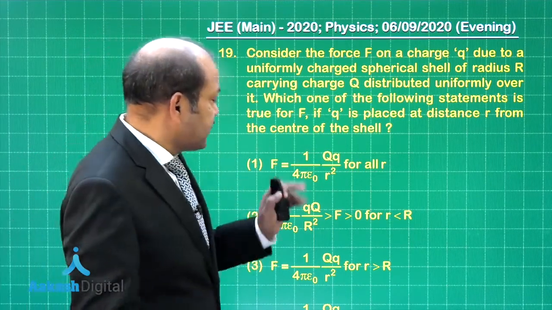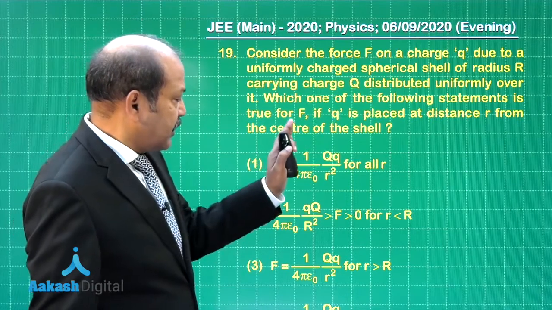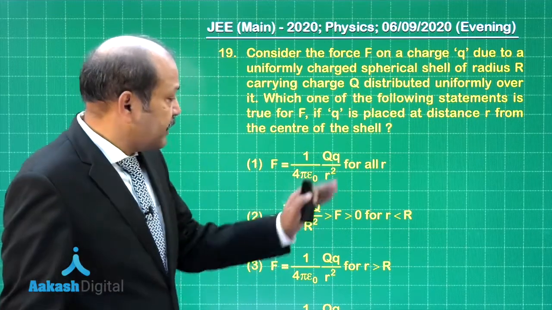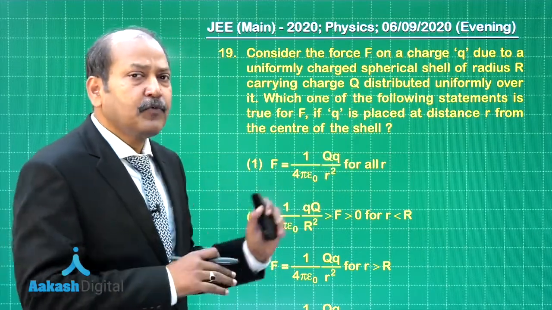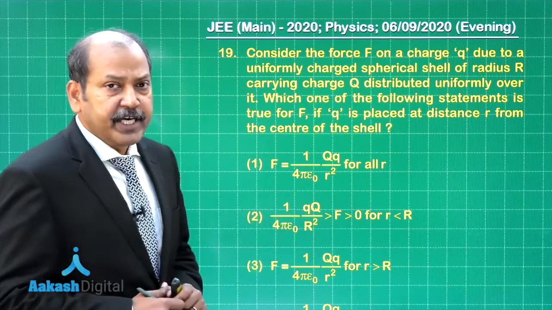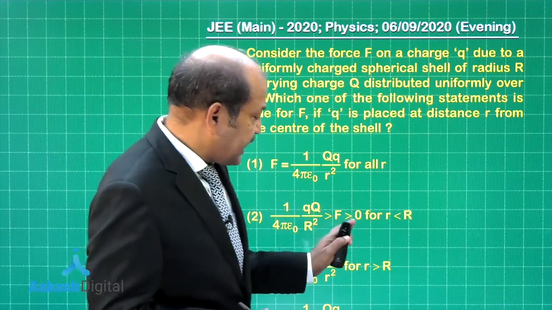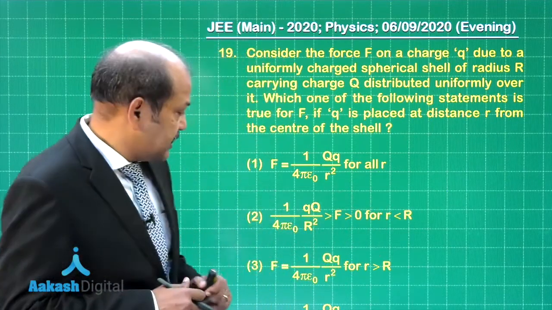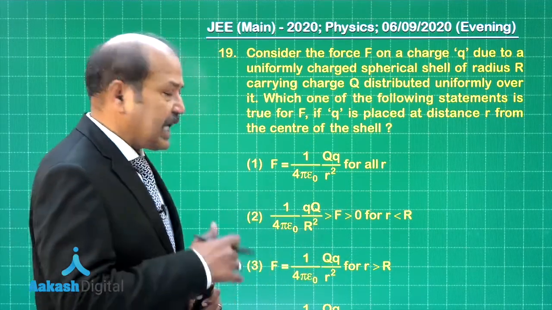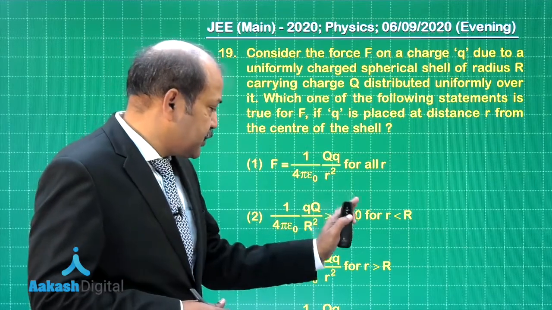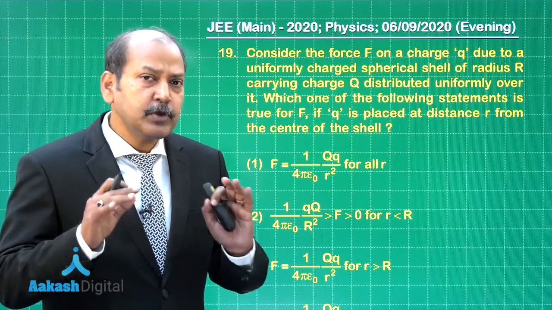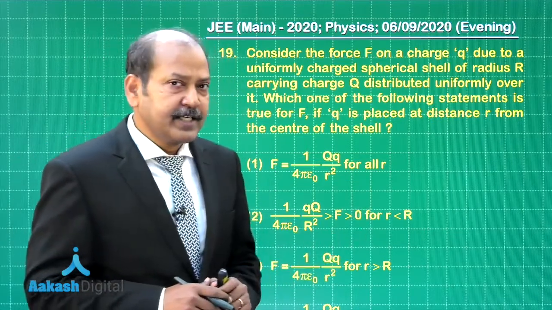So if you look at the options, the first one says force is 1 by 4 pi epsilon naught Q q by r square for all r. This is not correct, because when small r is less than the radius, the force is 0. So clearly one is an incorrect option. According to the second option, for the distance less than the radius, the expression for force is given by this inequality. That means force can have any value from 0 to this value, which again is not correct, because the force is going to be equal to 0 if small r is less than capital R.